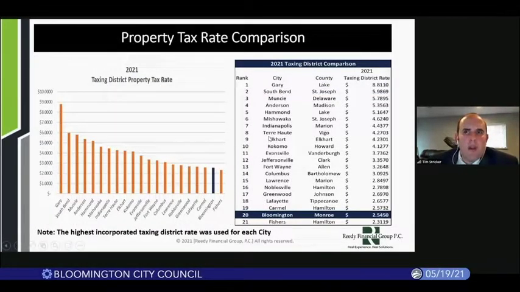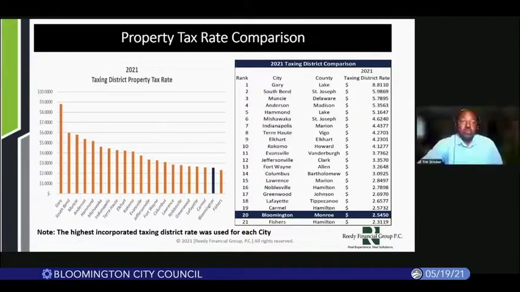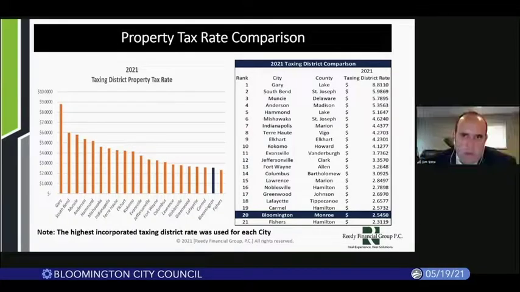Next, we have the property tax rate comparisons. It's important to note that these graphs are based on the highest incorporated taxing district rate for each city that's being displayed. And really, these graphs are a comparison of similar cities to Bloomington. So the highest property tax rate city is Gary at $8.81. The second highest is South Bend at $5.98. The third highest is Muncie.